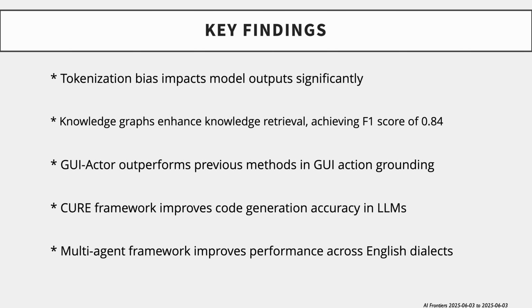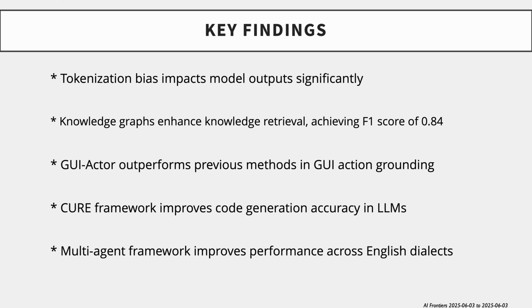Several groundbreaking results from these papers are worth highlighting. First, Pietro Leschi and his team found that tokenization bias can increase the probability of certain characters by up to 17 times. This underscores the importance of tokenizer selection in language modeling.